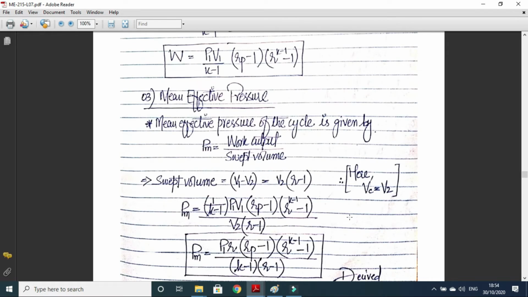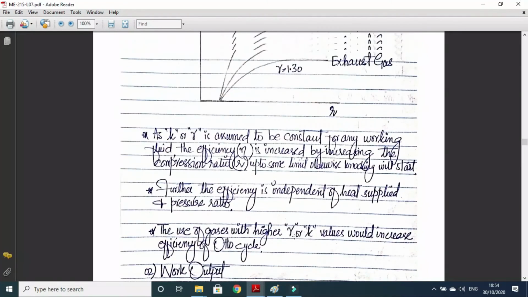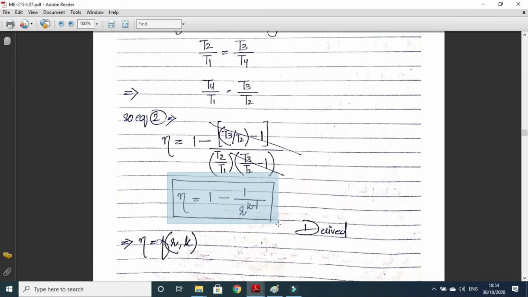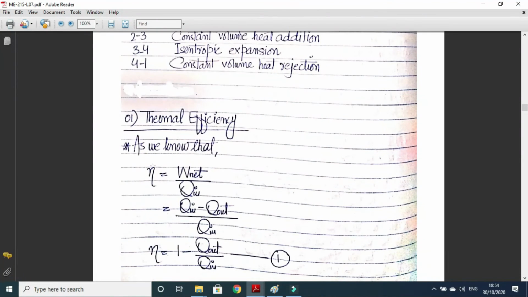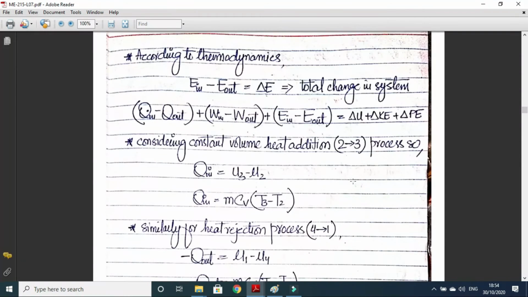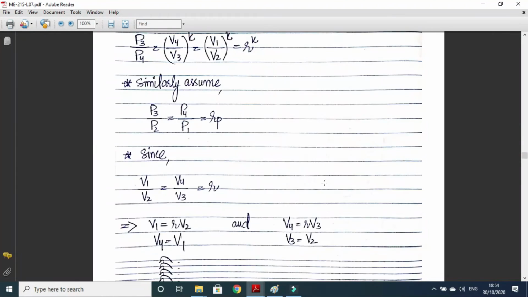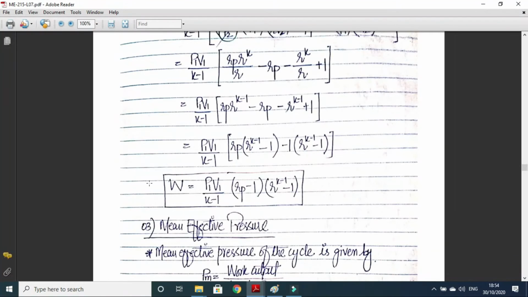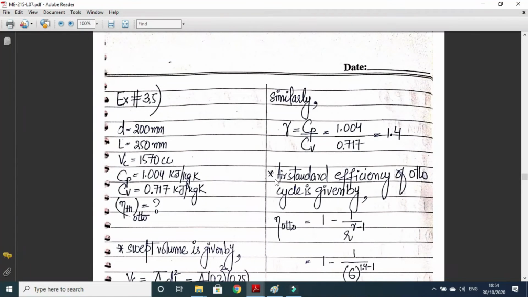So if in the numerical you have been asked to calculate the efficiency, you can directly use this formula, or you can use the starting formula. You can use this formula as well, so you will get the same answer. Similarly, for network output, you can use this formula, you will get the same value, or you can also calculate the network output by Q in minus Q out, and you can calculate the mean effective pressure by using this expression. Now let's solve the numericals.